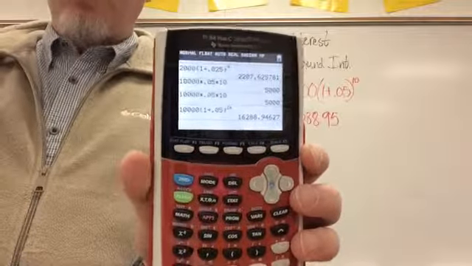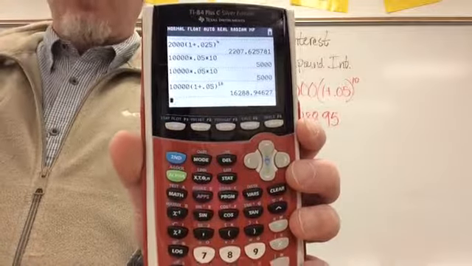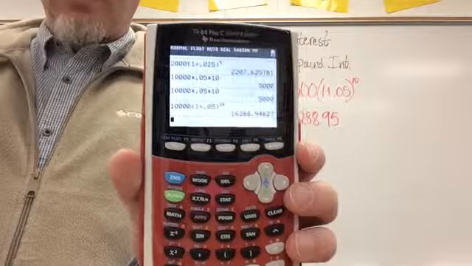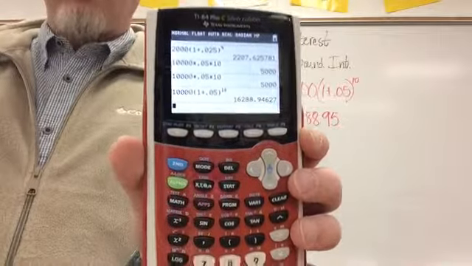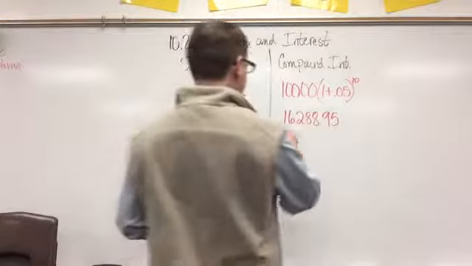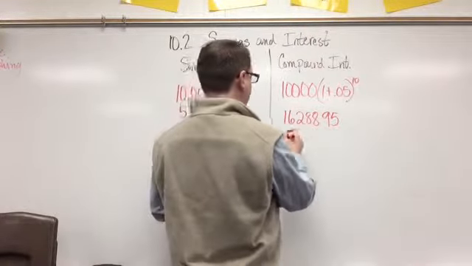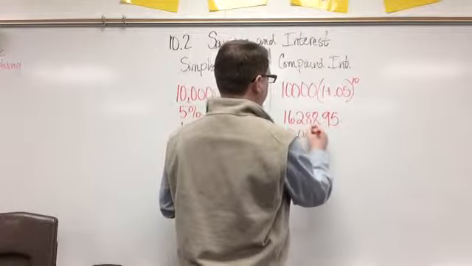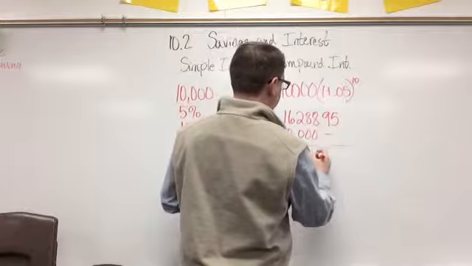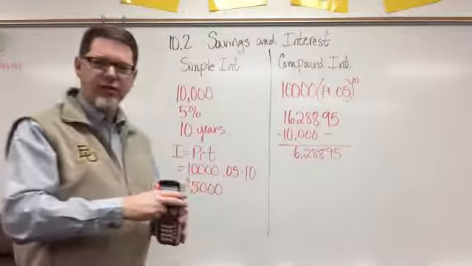Notice that it gives me this crazy number. But we're dealing with money here, and when we deal with money, we always have to round to the nearest penny. And we know that the penny is in the hundredths place, so I had to round that 4 to a 5 so that I would round it correctly. So we have $16,288.95. Well, I'm going to subtract the original amount that I deposited, and I'm going to get $6,288.95.